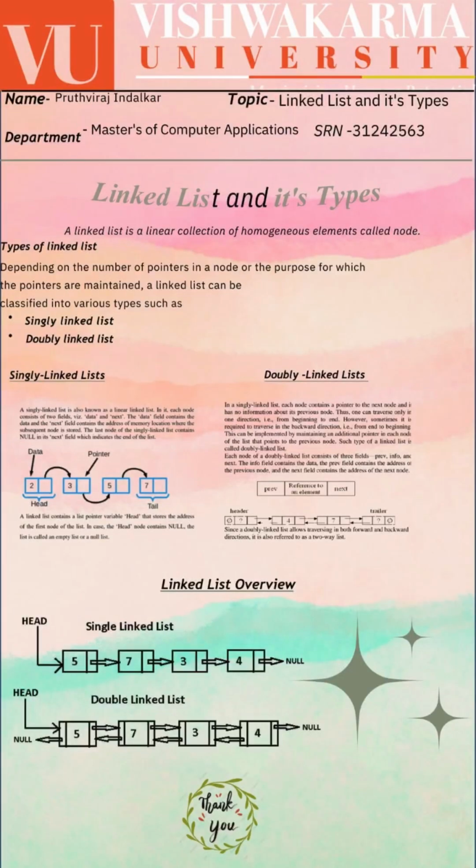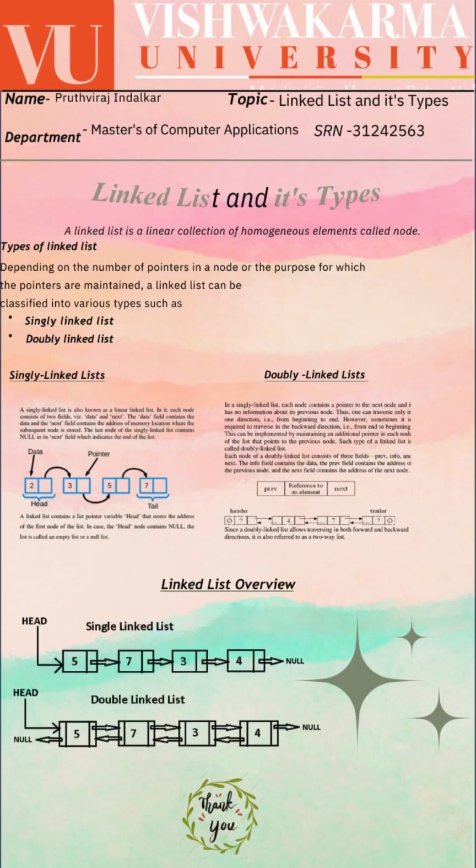So, starting with the linked list: defining a linked list, it is a data structure used to store a collection of elements. Unlike an array, where elements are stored in continuous memory locations, a linked list stores elements in separate nodes, and each node points to the next one. This makes it easier to add or remove elements from the list, especially in the middle.